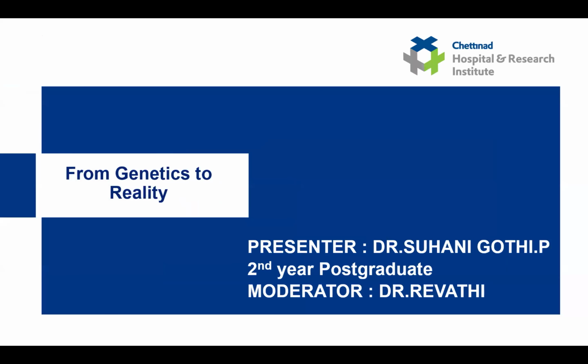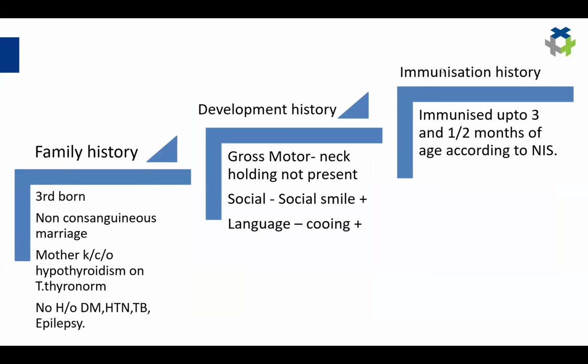Family history: it was a third born child born out of non-consanguineous marriage. Mother is a known case of hypothyroidism on tab Thyronorm. Development history: gross motor, neck holding was not present. Social smile was present and language, cooing was present. Child is immunized up to 3.5 months of age according to the national immunization schedule.